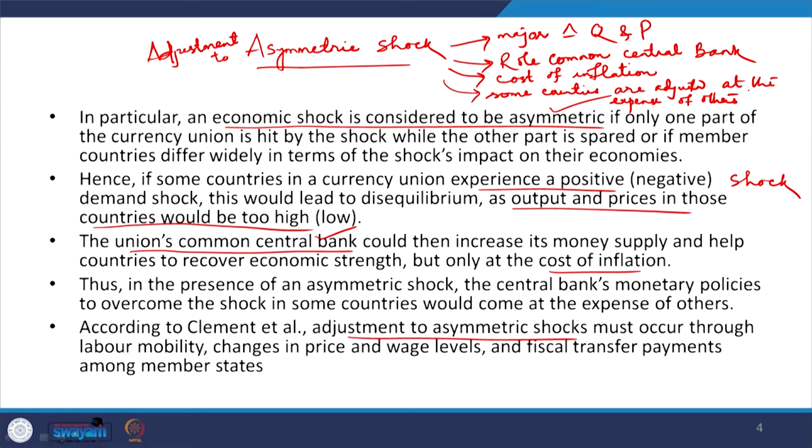Now, they suggest that if it is not through monetary policy, since there are other implications, it could be through labor mobility, through price and wage levels, fiscal transfer payments, etc.